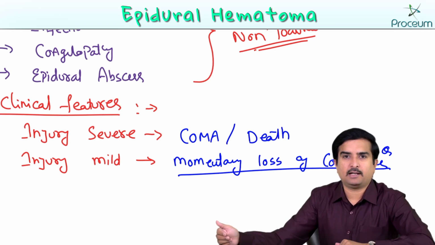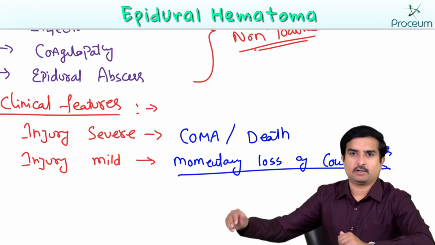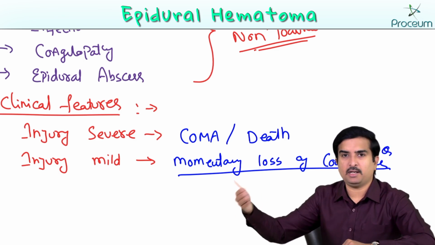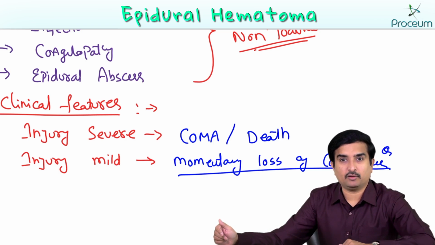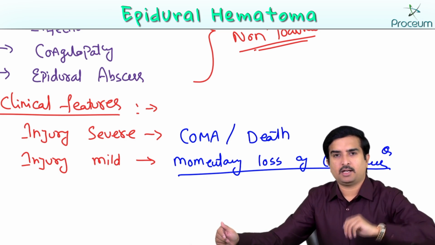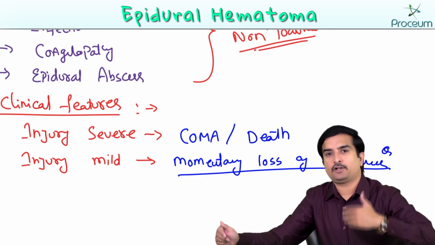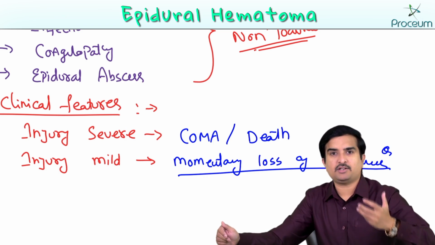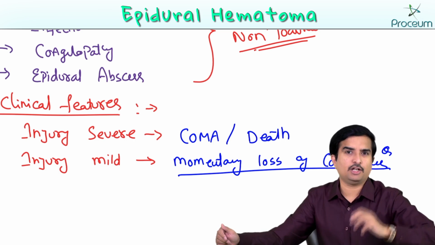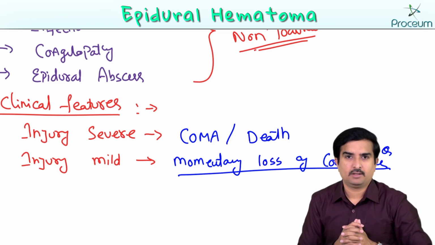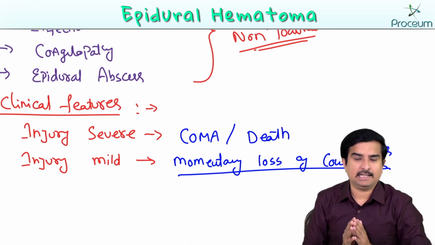But after that, what will happen? After 5 minutes or 10 minutes, the consciousness has been regained, then he is taken to the hospital, or maybe thinking that the impact is not so severe, he went to his home. But after 2 to 3 hours, his condition gets deteriorated. Why does his condition get deteriorated? What do you think? It mainly depends on the extent of the bleeding. So concentrate on this point very clearly.